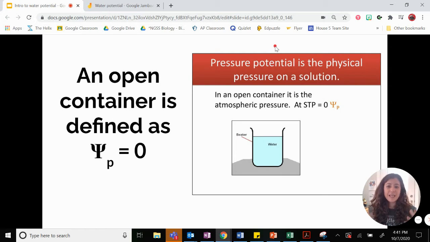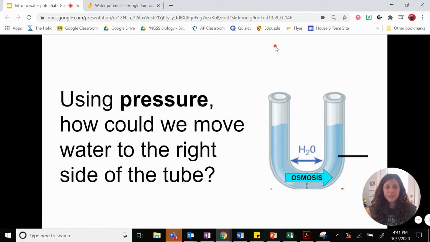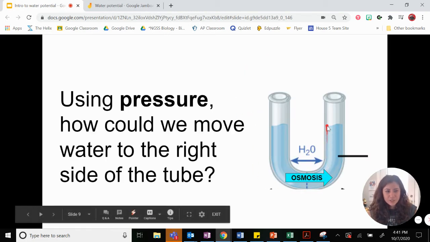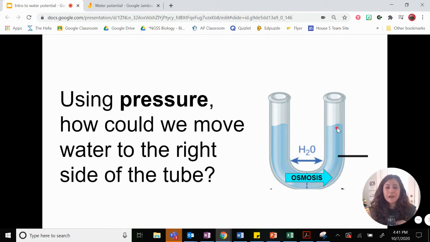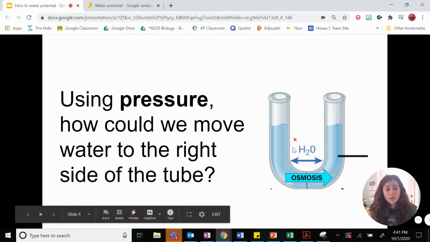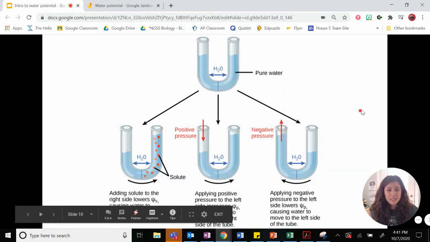Okay, so we can define the pressure potential of this open beaker of water as 0, right? Now think about this U-tube. If we wanted the water to move to the right side of the U-tube, how could we have that happen? Well, we could take a little piston and push down on the left side and squeeze the water to the other side of the U-tube. That would do it. Or we could take a vacuum and suck water up on the other side. Both of those things are possible.